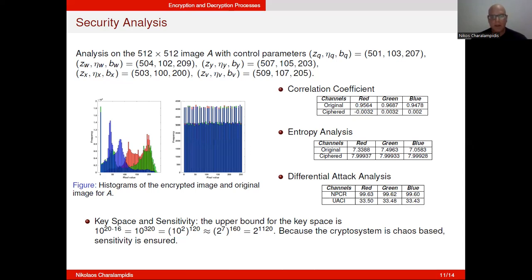Finally, with a minimum key space of 2 to the power of 100, in our scheme the upper bound for the key space is computed to be 2 to the power of 1120. So basically this means that we're good also in the key space. And furthermore, because our cryptosystem is chaos-based, the sensitivity is ensured, since if we make one slight change to our initial conditions or the parameters, we will have a completely different outcome.